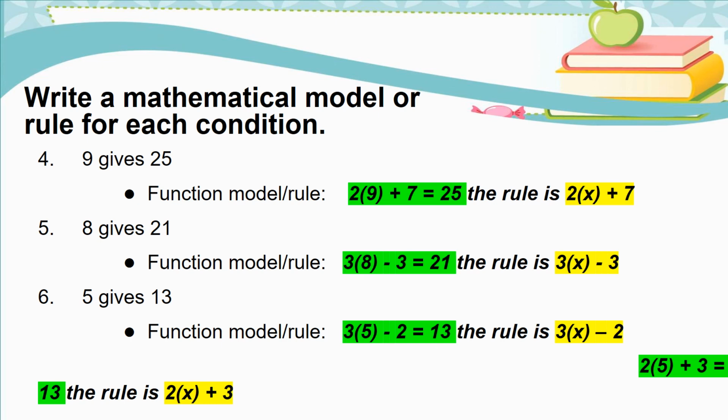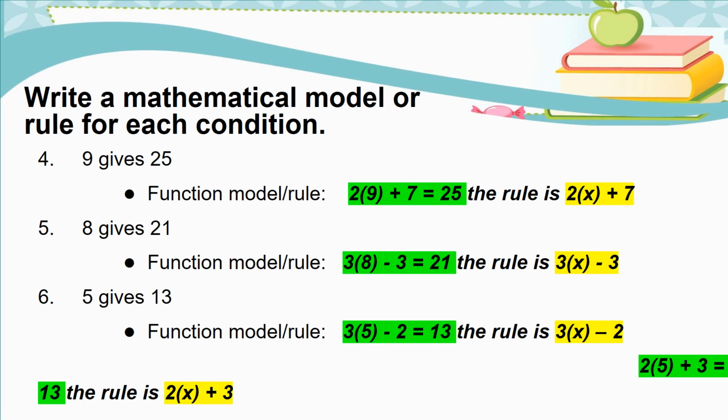Ma'am, pwede bang hindi gamitin yung 3? Gagamit po ako ng 2. Yes, pwede. So, 2 times 8 is 16. And mag-iisip ka ng number na pang-add para maging 21. So, we're going to add 5. 16 plus 5 is equal to 21. So, yung magiging sagot natin ay 2x plus 5.